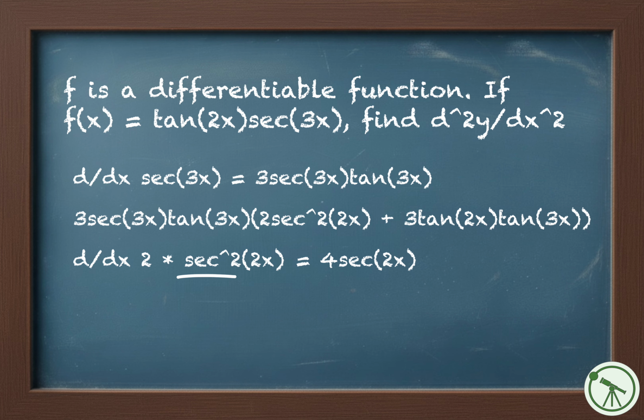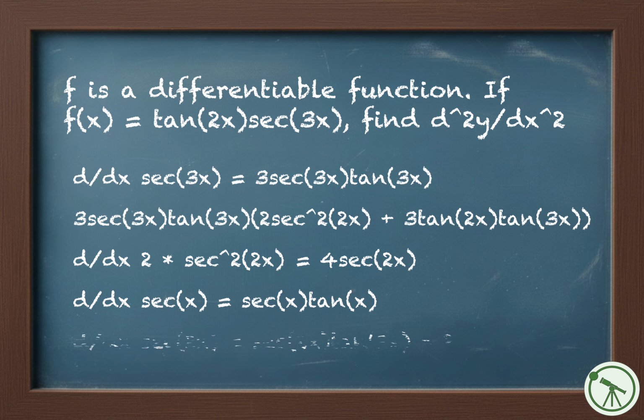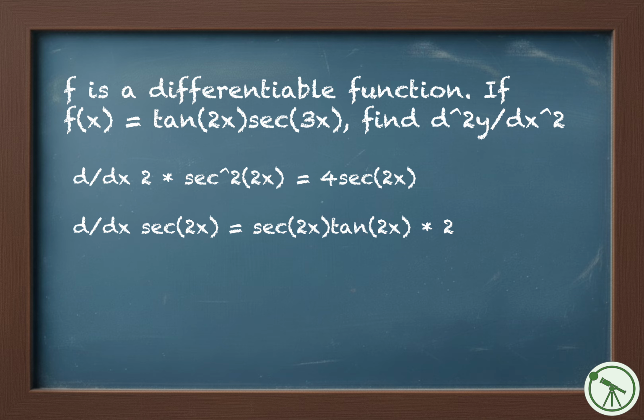The chain is whatever is under the exponent, so we also have to multiply by the derivative of secant of 2x. The derivative of secant of x, as we know, is secant of x times tangent of x, so the derivative of secant of 2x would be secant of 2x times tangent of 2x, also multiplied by the derivative of the inside function, which is 2. Multiplying it all together would give us a simplified answer of 8 secant squared of 2x times tangent of 2x.